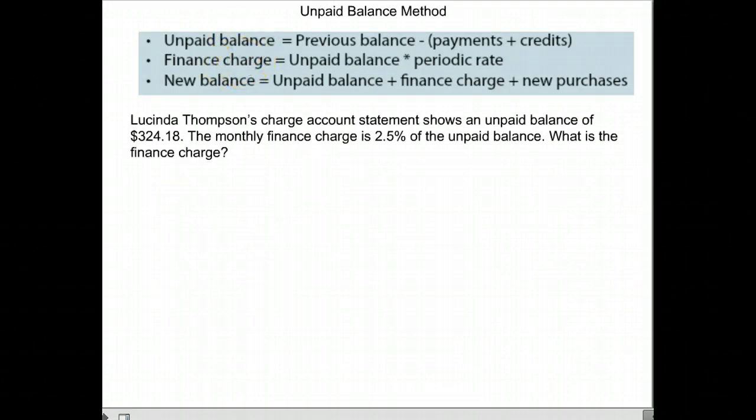Hey, here's our unpaid balance method. So Lucinda Thompson's charge account statement shows an unpaid balance of $324.18. The monthly finance charge is 2.5% of the unpaid balance. What is the finance charge?